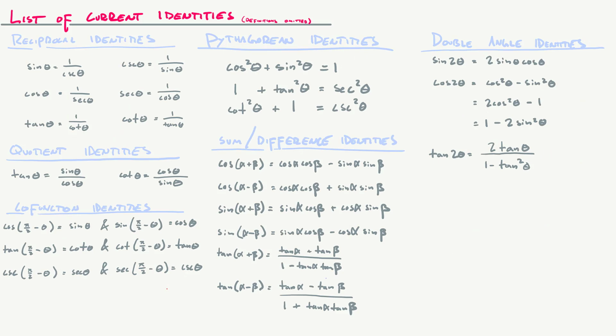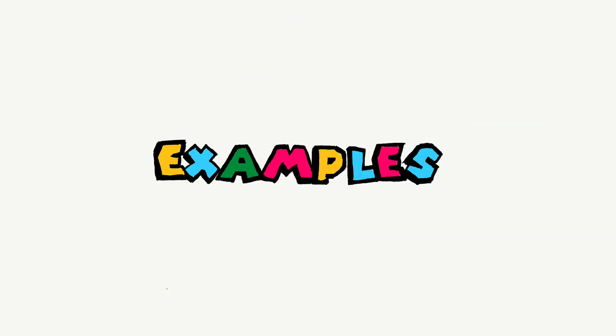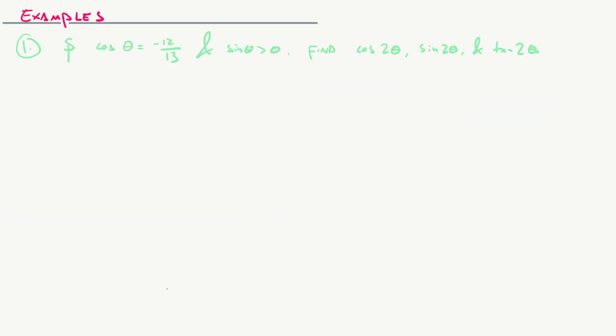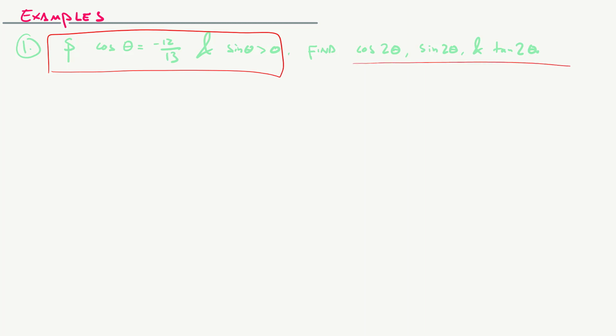Let's get to some examples using the double angle identities. All right, example number 1. Suppose cosine theta is equal to negative 12 over 13 and sine theta is greater than 0. Now, by the way, this setup is something that we've seen before. Normally after this, it's like, okay, now find the sine of theta, find the tangent of theta, find the cotangent of theta, find the secant, find the cosecant. But now what we're going to do is find cosine 2 theta, sine 2 theta, and the tangent of 2 theta.